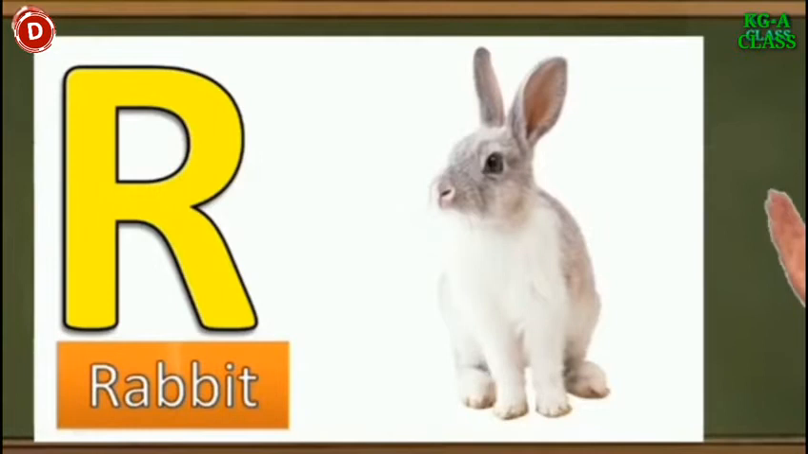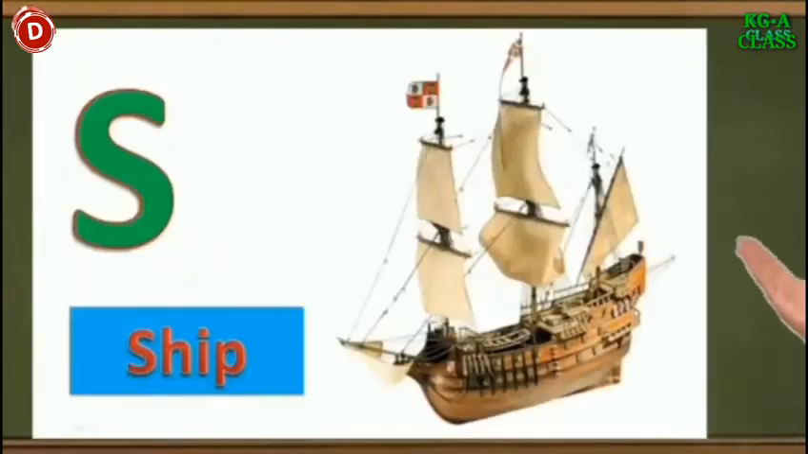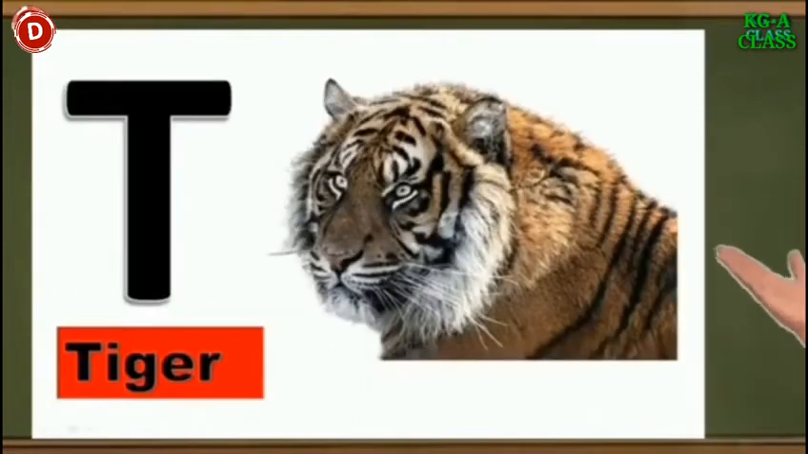Children, the next letter is Q. Q for queen. Now comes R. R for rabbit. This is S. S for ship. Now comes T. This is capital T. T for tiger. This is a tiger.